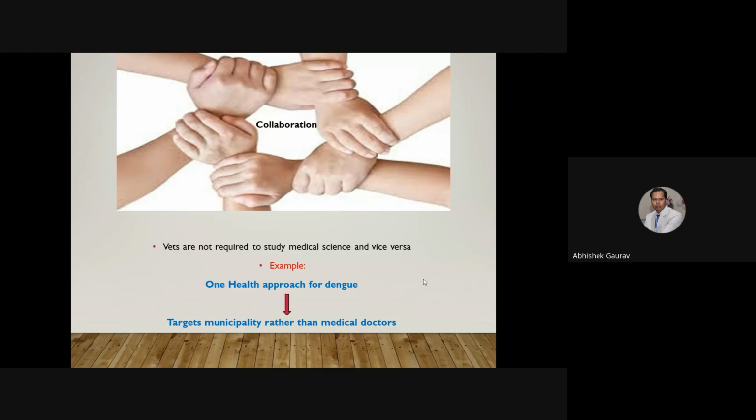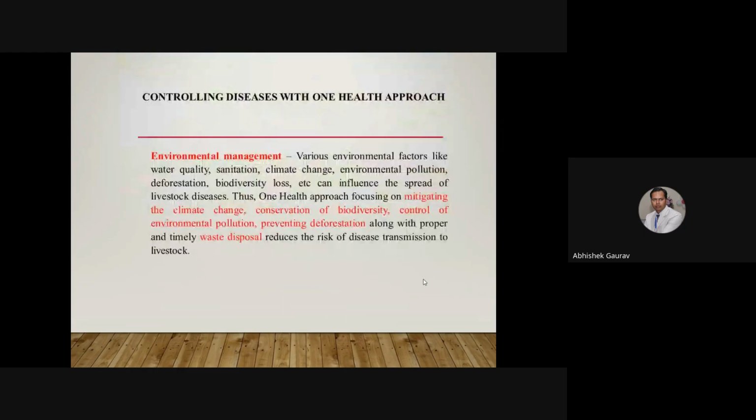For example, dengue. In the dengue cases, whenever the cases of dengue increase, there is a burden on the medical doctor. But the burden should be on the municipality because they have to take care of the potholes where water is accumulating. So this is the One Health approach, where you have to take into account the municipality persons also because they are responsible for the accumulation of the water. So this approach has to work with the collaboration and coordination of all these stakeholders, not only one. If the dengue cases are increasing, the medical doctors are in the limelight, but it is an important role of the municipality also to take care of the dengue cases.